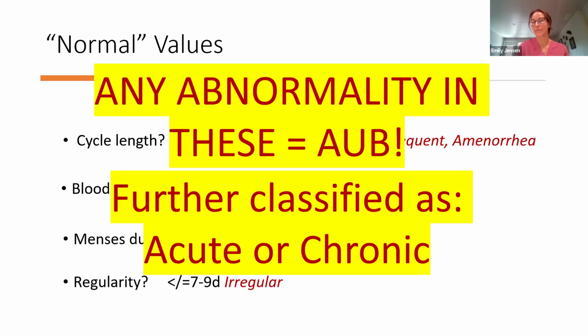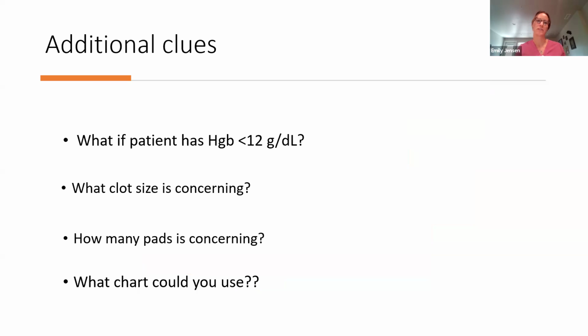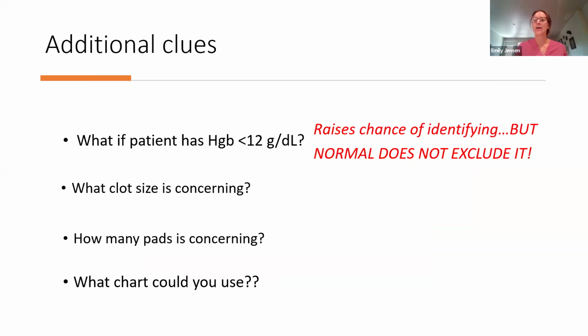Okay, and then of course, any abnormality in these is AUB. And then obviously there's acute or chronic. Chronic usually has been happening for about 6 months of irregular periods or variations in anything we just talked about. So additional clues that they have abnormal uterine bleeding: what if your patient has a hemoglobin less than 12? It raises your chances of identifying, but if they do have normal hemoglobin levels, it doesn't exclude it, because perhaps they're having more of an acute, heavier menses, and that can take a while for the body to catch up on, or their body's been able to keep up on it. So you can't just base it off of that.